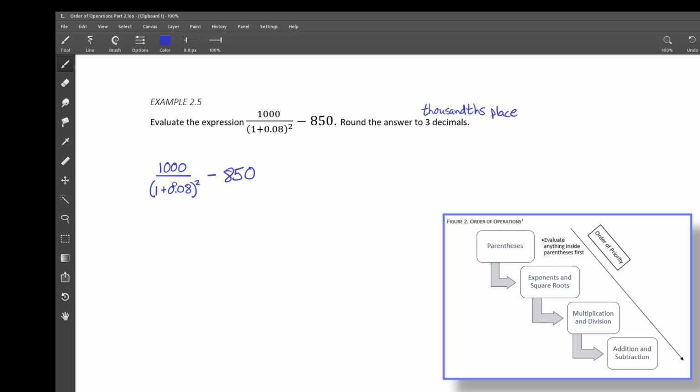So the 1,000 divided by whatever that ends up being in the denominator is going to happen next. Subtraction is the lowest priority operation here, so it will happen last. The thing that happens because we have the parentheses here is that those parentheses force the addition within them to take place first, even though addition is a very low priority operation.